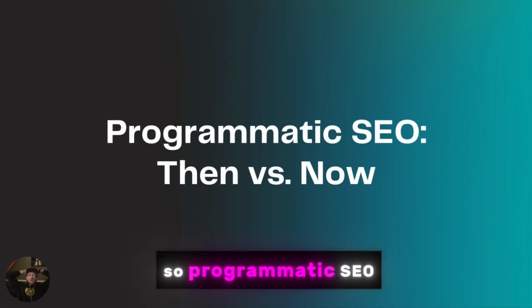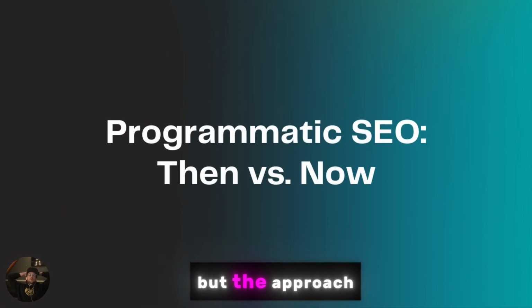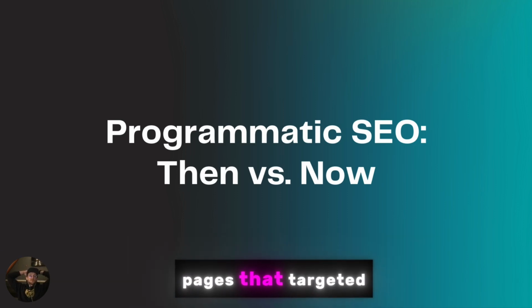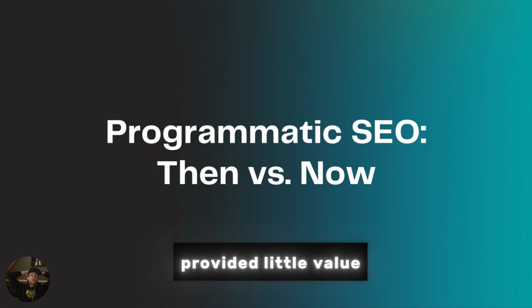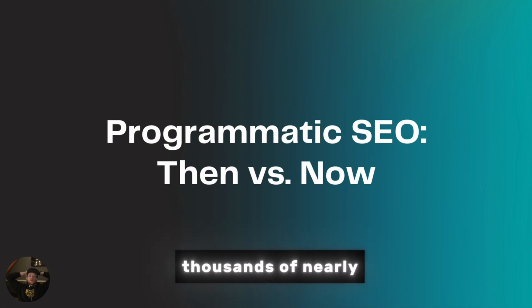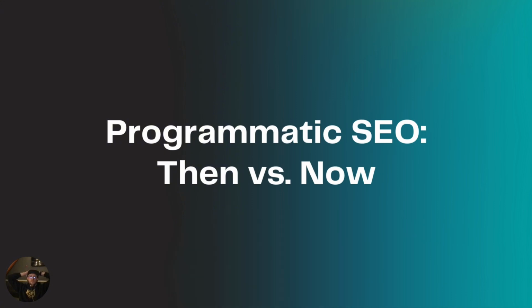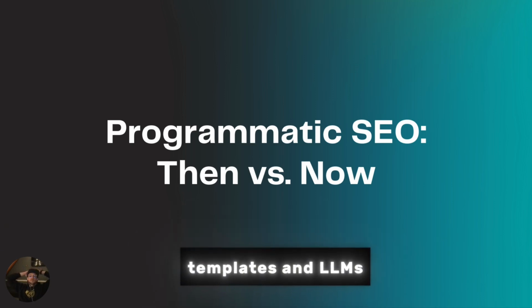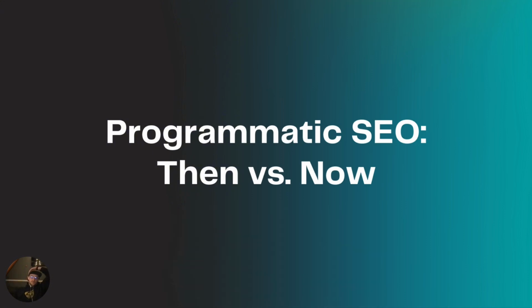So programmatic SEO isn't new. It's been around for years, but the approach has evolved significantly. In the early days, it was often used to create very thin content pages that targeted different keywords but provided little value. Sites would generate thousands of nearly identical pages with just the location or keyword swapped out. This worked briefly, but as search engines got smarter, these tactics became less effective and could even lead to penalties. Today's programmatic SEO is all about quality at scale. It combines structured data with sophisticated templates and LLMs with schema to create high-value content at scale.